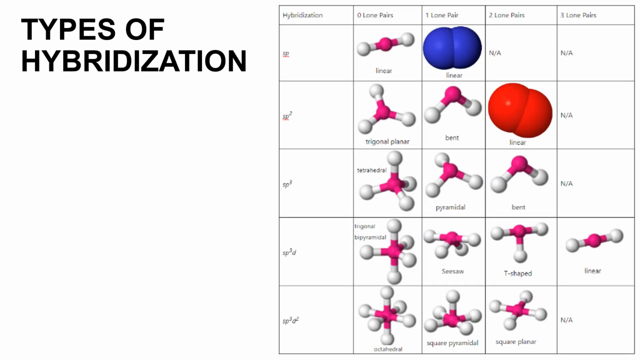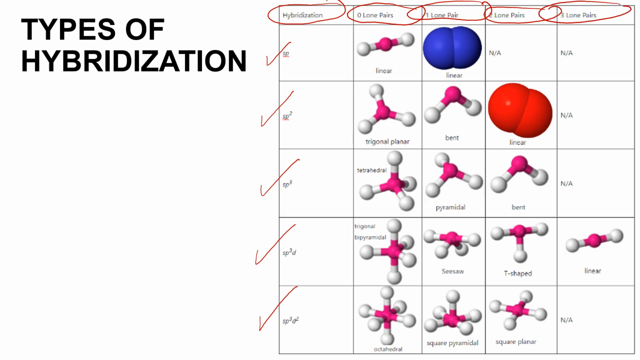We have sp, sp2, sp3, sp3d, sp3d2, and you can see here that in our table, it will show you the figures or illustrations of the structures when it has 0 lone pairs, 1 lone pair, 2 lone pairs, and 3 lone pairs. First, let's look at sp3 hybridization.